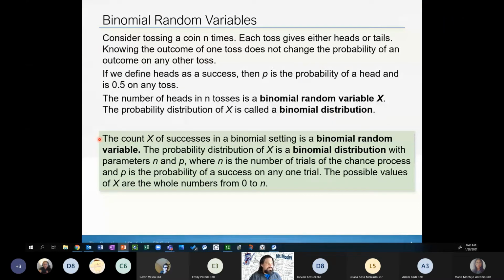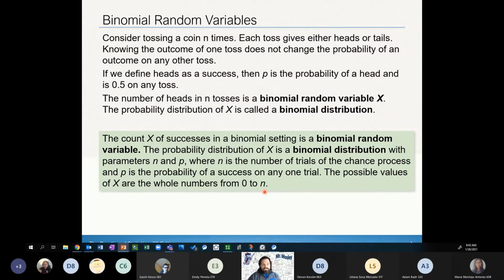So the count x of successes in a binomial setting is a binomial random variable. The probability distribution of x is a binomial distribution with parameters n and p, where n is the number of trials of the chance process and p is the probability of a success on any one trial. Possible values of x are the whole numbers from 0 to n.